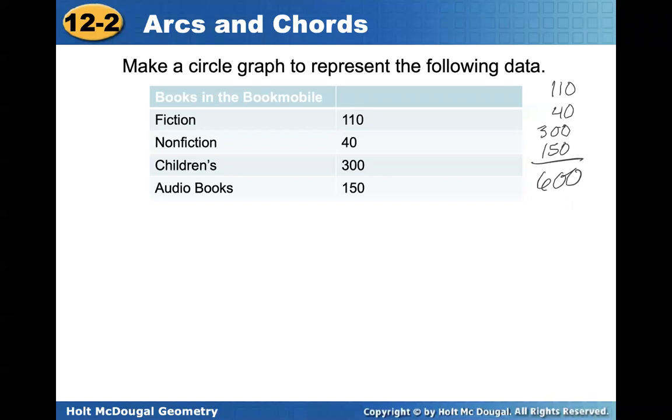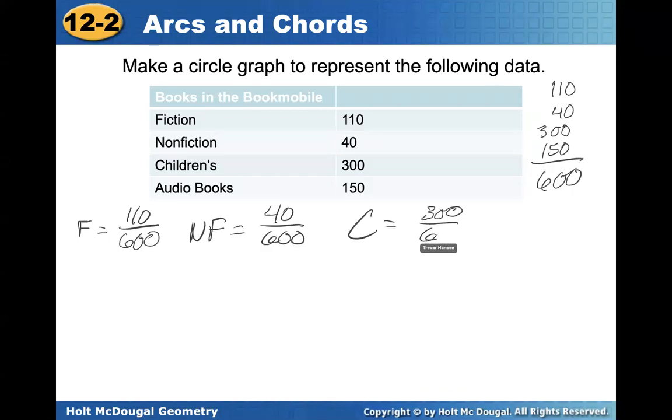Now we next need to figure out what percent, or what fraction essentially, of each book we have. So fiction, we have 110 out of 600 books are fiction. Nonfiction, we have 40 out of 600 books. Children's books, we have 300 out of 600. And audiobooks, we have 150 out of 600.